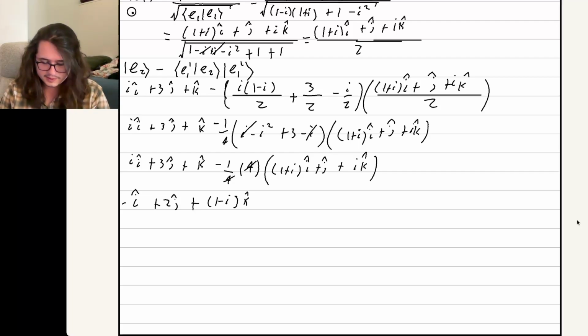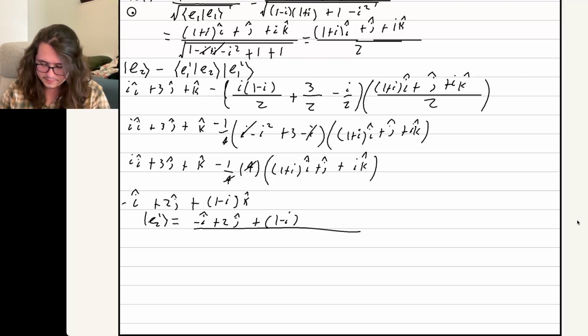Then we have to normalize this to find e2 prime. So that's going to be what we just found, divided by the square root of the inner product of this with itself. So we've got just 1 plus 4 plus 1 minus i times 1 plus i.